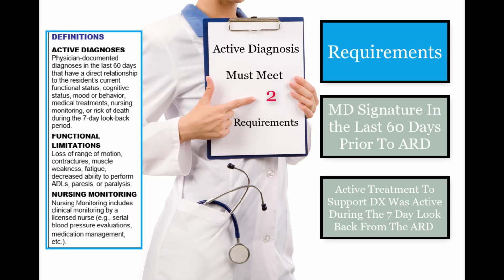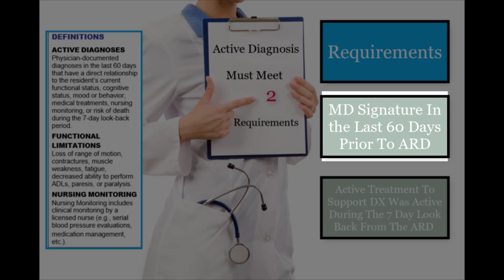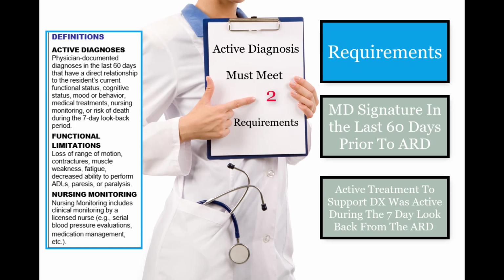To code a diagnosis as active, you must meet two requirements. The first requirement is that you have a physician's signature within the last 60 days prior to the ARD that shows that the physician has noted this diagnosis as active. The diagnosis should have a direct relationship to the resident's current functional status, cognitive status, mood or behaviors, mental treatment, nursing monitoring, or risk for death in the 7-day look-back period.